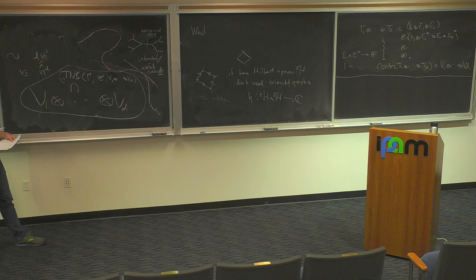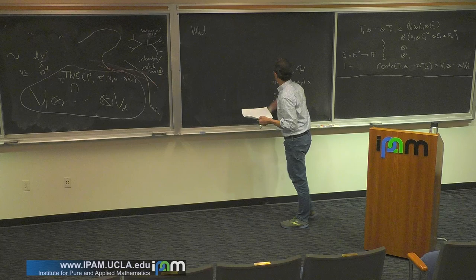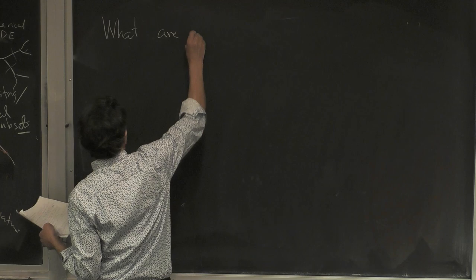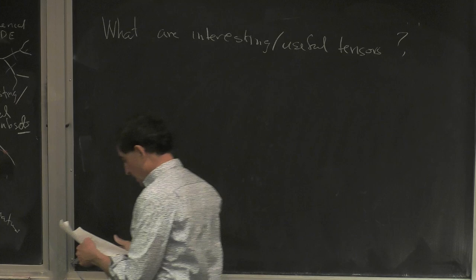Okay, so now we were talking about interesting and useful subsets. Now I want to just ask about what are interesting and useful tensors, specific tensors. So let's stick to three spaces.